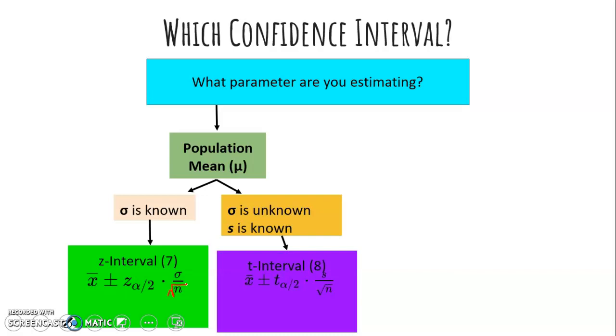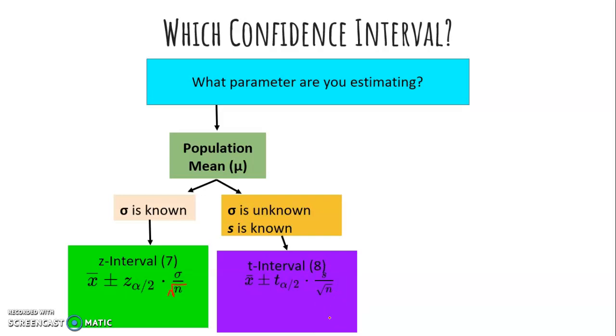If you don't know population standard deviation, but you do know the sample standard deviation, you're going to use a T interval, which is number 8 when you hit stat tests. Then you go down to number 8, T interval. Or if you want to use the formula, it's X bar plus or minus T alpha over 2, or the T critical value, which you get by using INVT or the T table, times S over square root of N.